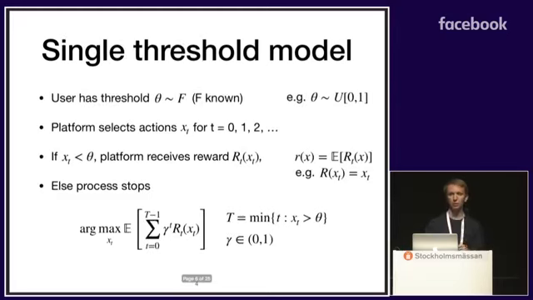Now, the goal of the platform is to find a policy, that is a sequence of actions, that maximizes the sum of discounted rewards up to the time that the process stops, right? So the objective looks complicated, but I think intuitively it's not that hard. You just want to get as much reward as possible without crossing this threshold. And then there's this discount factor that is anything between 0 and 1.